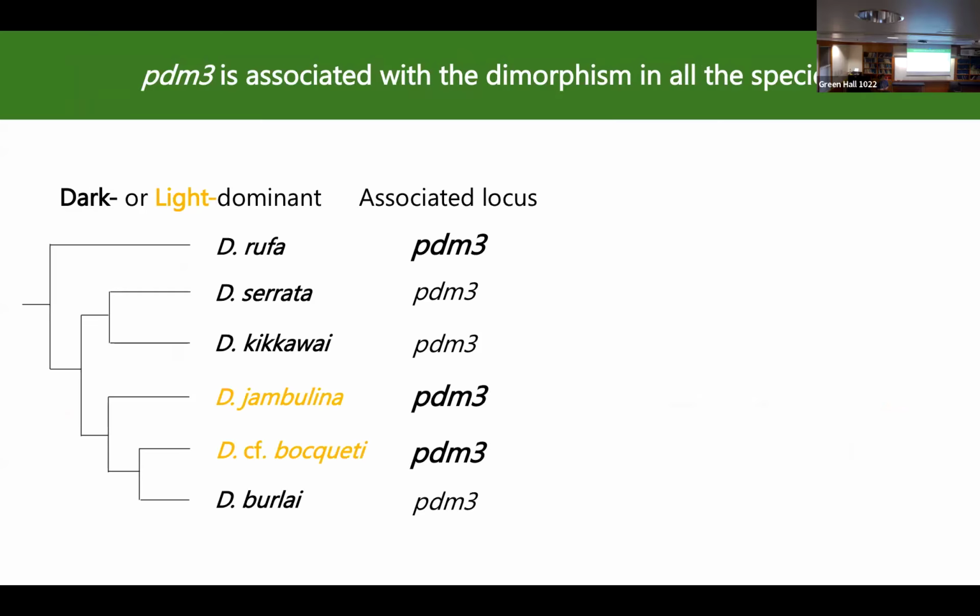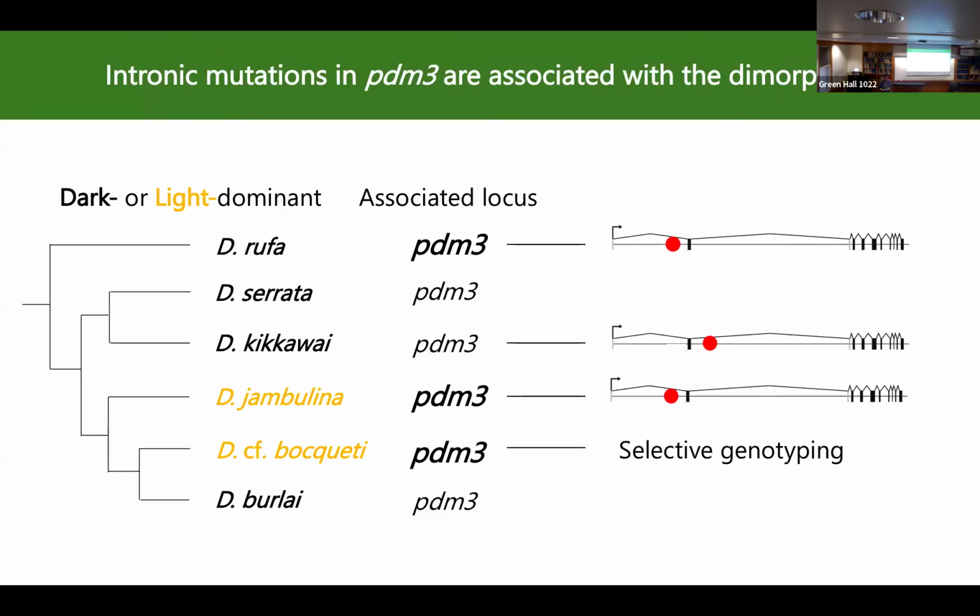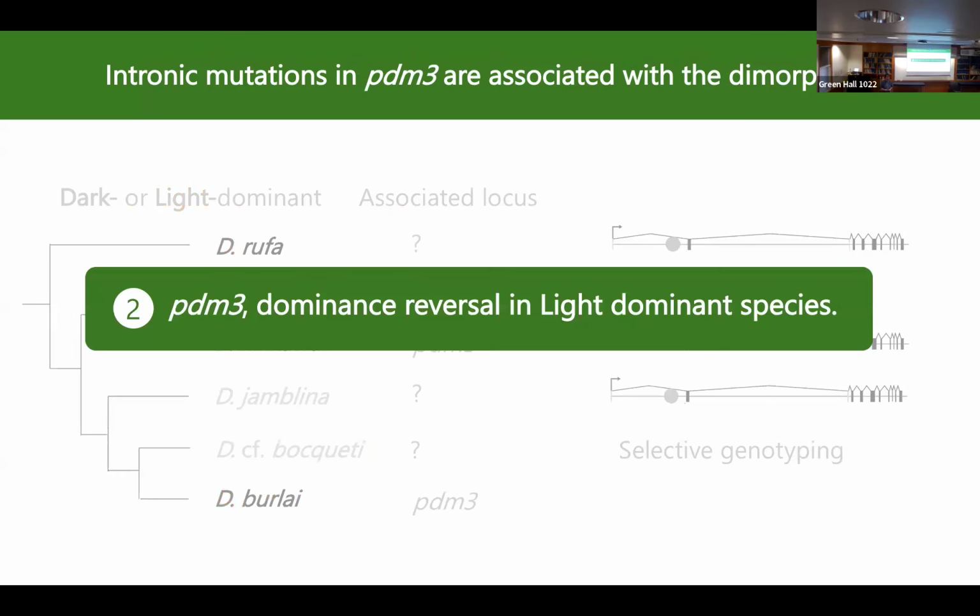After doing the GWAS analysis and the selective genotyping, what we found is that the PDM3 locus was associated with the phenotype in both the dark dominant species and the light dominant species. We found that intronic mutations in PDM3 are associated with the dimorphism. So the answer is hypothesis 2: it's PDM3, and a dominance reversal is happening in the light dominant species.